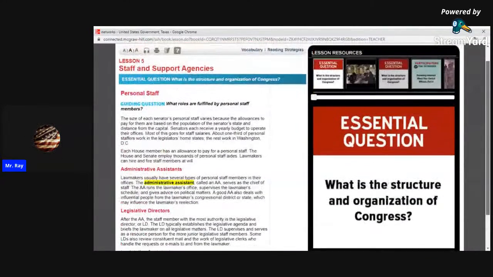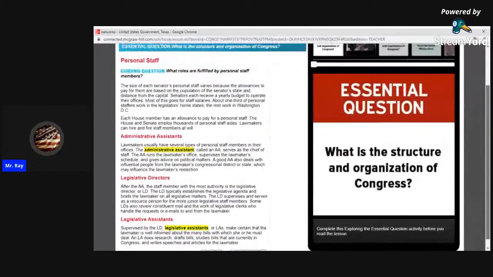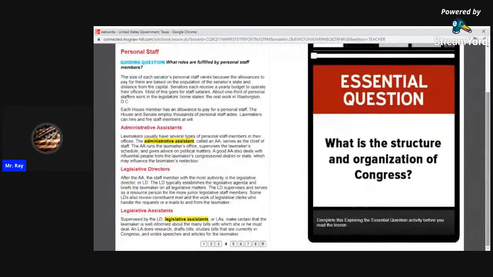This is page 4. Well, we've got administrative assistants. What do they do? They run the office of the lawmaker. They supervise schedules. They give advice on political matters. They talk to influential people. Okay? So this is a personal staff. This is a staff just for me. Imagine I'm a senator or a representative. So I have one type of person that's going to do this for me.